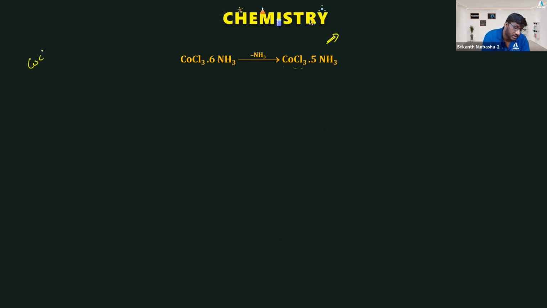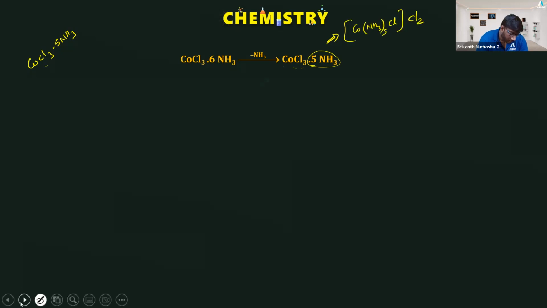CoCl3.5NH3 means three chlorides were actually present in this CoCl3, so cobalt should be in +3 state. What do you mean by that? That means it is forming a complex of coordination number 6. But out of that 6 coordination number, there are only 5 ligands, 5 ammonia present. What about the 6th ligand? That should be chlorine. So it can be represented as [Co(NH3)5Cl]Cl2. Right or not? [Co(NH3)5Cl]Cl2.